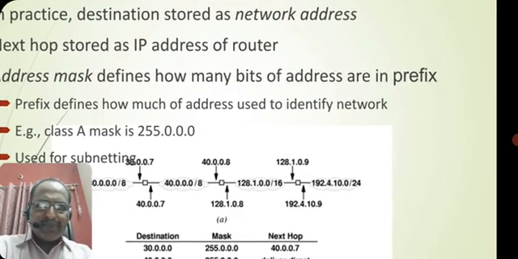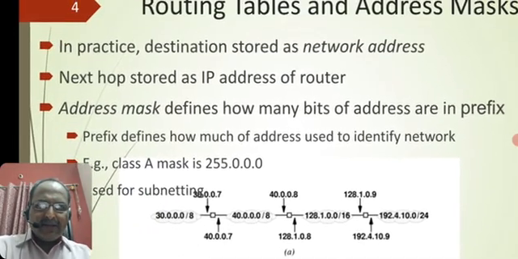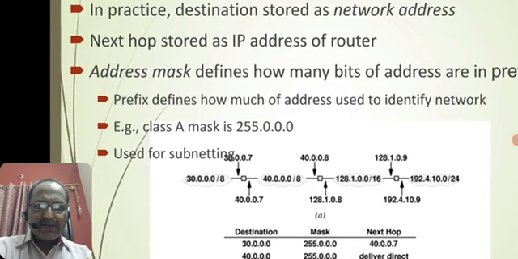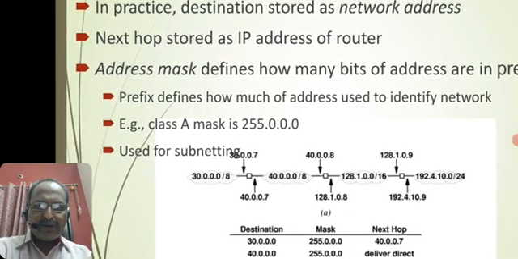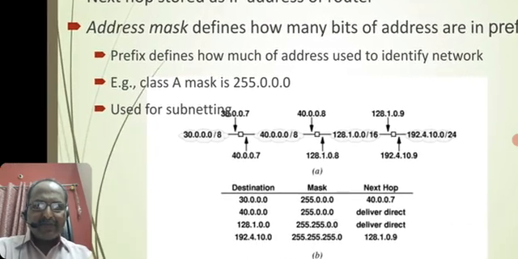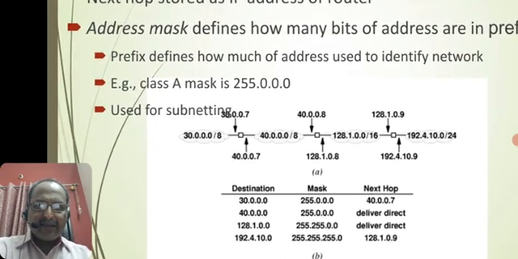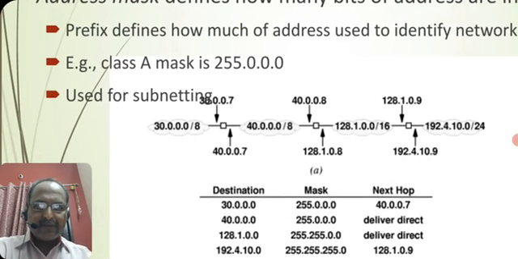What happens here is there is a next hop IP address mentioned over the router, and the address mask defines how many bits of the address are in the prefix. For example, a class A mask is 255.0.0.0. This indicates the MAC address of this thing.